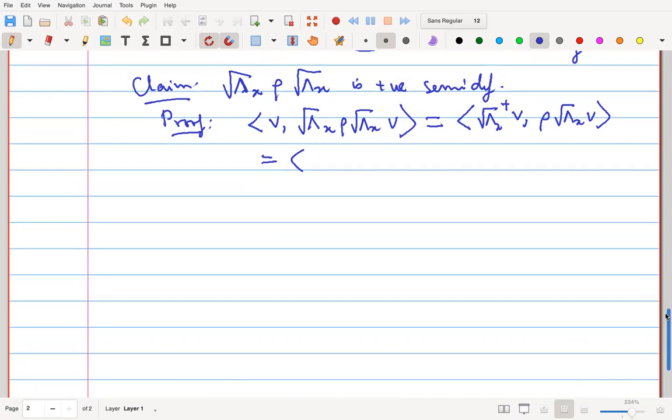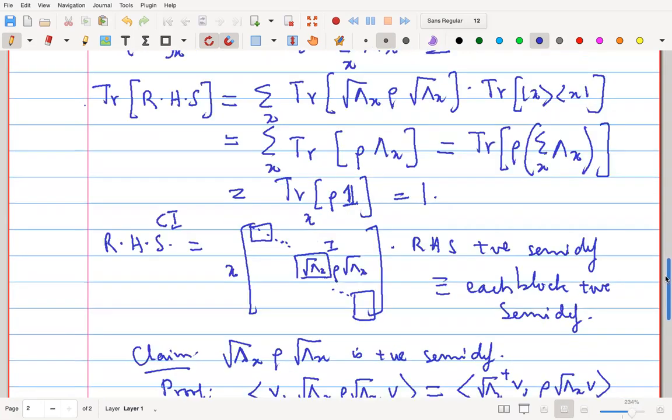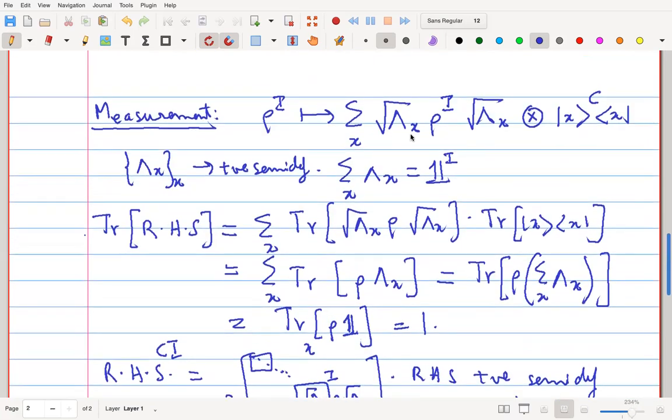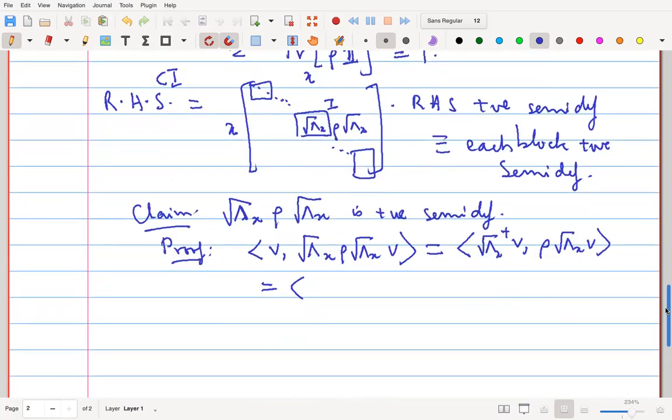I'll drop the lambda x positive semi-definite, so you can give a slightly more general definition. I'll drop the fact that the lambda x is positive semi-definite, but I'll still keep the requirement that the summation of lambda x is identity. But now square root will not make sense, so let me put lambda prime here, and I put the lambda prime dagger out. That will also be positive semi-definite. It's the same kind of proof.